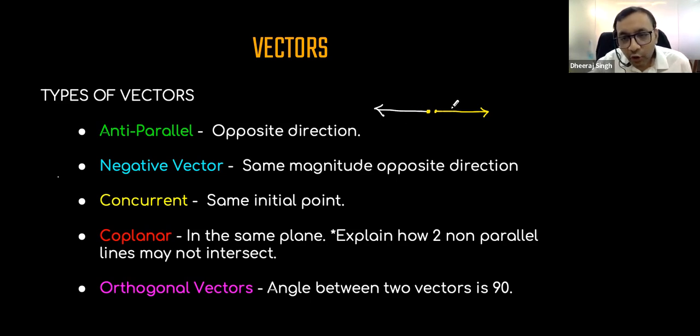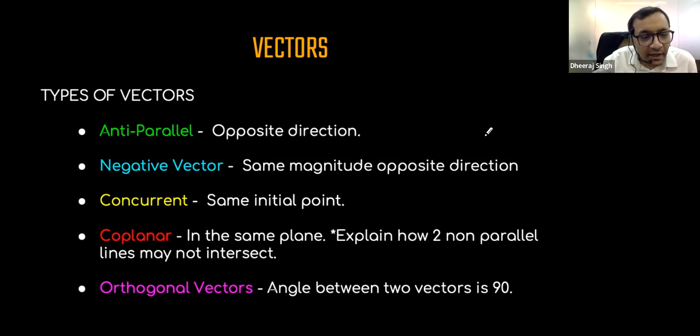Now, does it need to be equal magnitude? Need not be, just about the direction. When I say one vector is negative of the other, we have already learned in motion in 1D, if the velocity vector is this way and the acceleration vector is that way, then one is negative of the other, right? We take care of the direction with the negative sign.